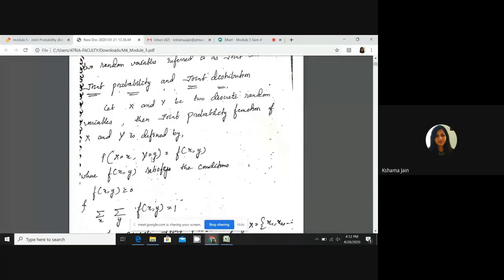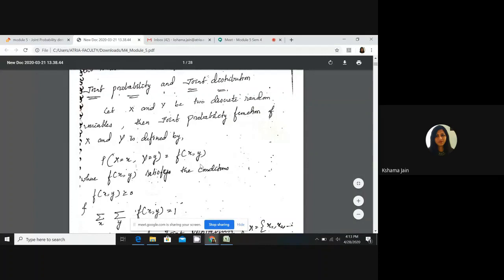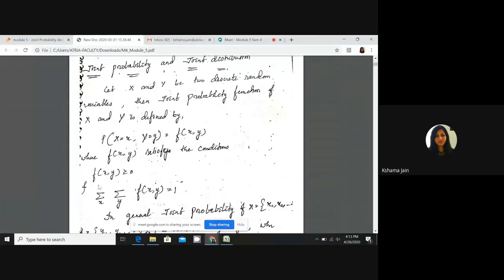So here we come. Let X and Y, capital X and capital Y, be two distinct random variables that I told you. Then the joint probability function of X and Y is defined by, you will write it like capital P in bracket X equal to small x, Y equal to small y, and that is denoted by the frequency of X and Y, fxy. It always satisfies the condition that fxy is always greater than or equal to 0. We also know that probability is always greater than 0. Probability is not possible in negative, right? So when probability can't be negative, then joint probability also will be positive only. So fxy is greater than or equal to 0.